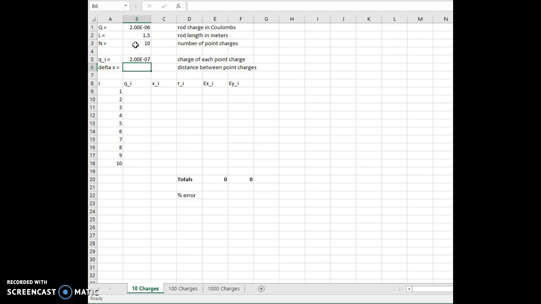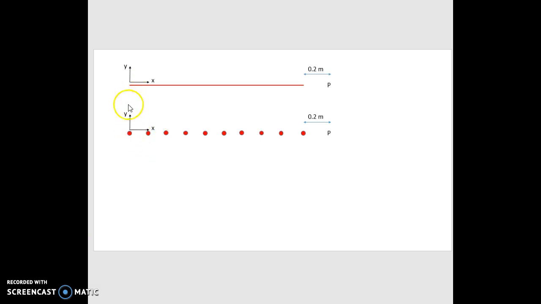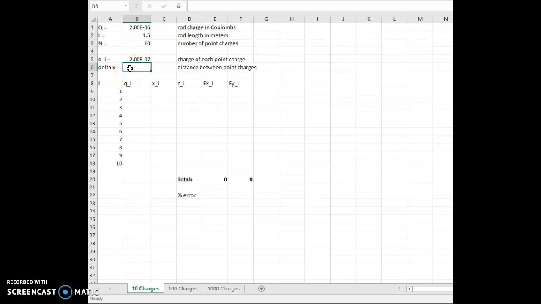And now I want to think about the spacing between the point charges. I want the first charge to be at the left end of the rod and the 10th charge to be at the right end of the rod, which means I'm essentially taking 9 steps to get from the left end to the right end of my rod, which means that the distance between my point charges will be the length of my rod divided by not 10, but 10 minus 1. Again, that's because the first charge is all the way at the left end of the rod, so I essentially use up the first charge being at position 0. So there's my spacing between charges.